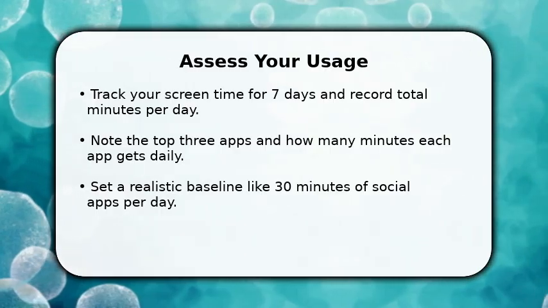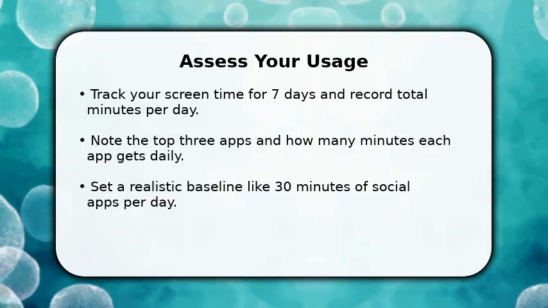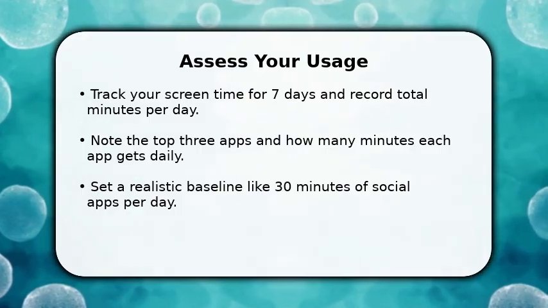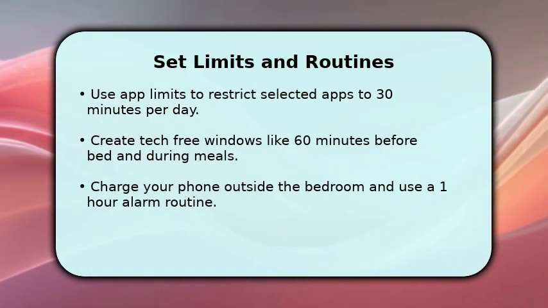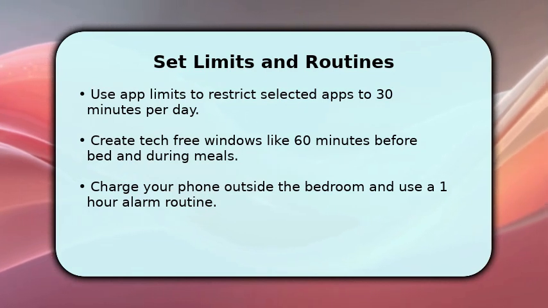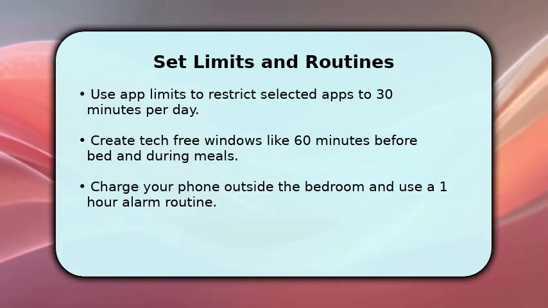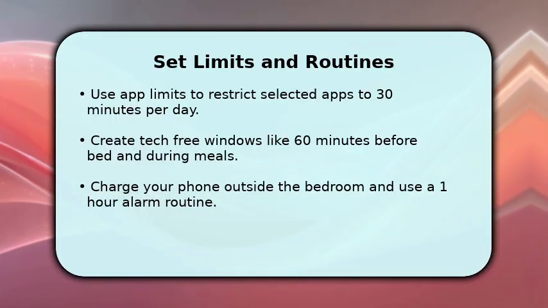Set a realistic baseline like 30 minutes of social apps per day and keep that record visible. Decide concrete boundaries and automate them for easier compliance. Use app limits to restrict selected apps to 30 minutes per day.